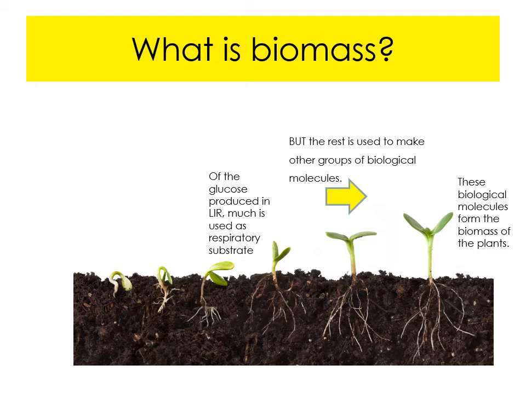But the rest of the glucose will be used to make other biological molecules. So think about it, we're going to take that glucose and convert it into amino acids, and then we're going to use those amino acids to build a protein that makes up some structural components of a cell. We might be adding beta glucose molecules together to build cellulose microfibrils, to build the cell wall of new plant cells as the plant grows. So those biological molecules are actually part of the cells of the plant. And so that's what we're referring to when we're referring to biomass.